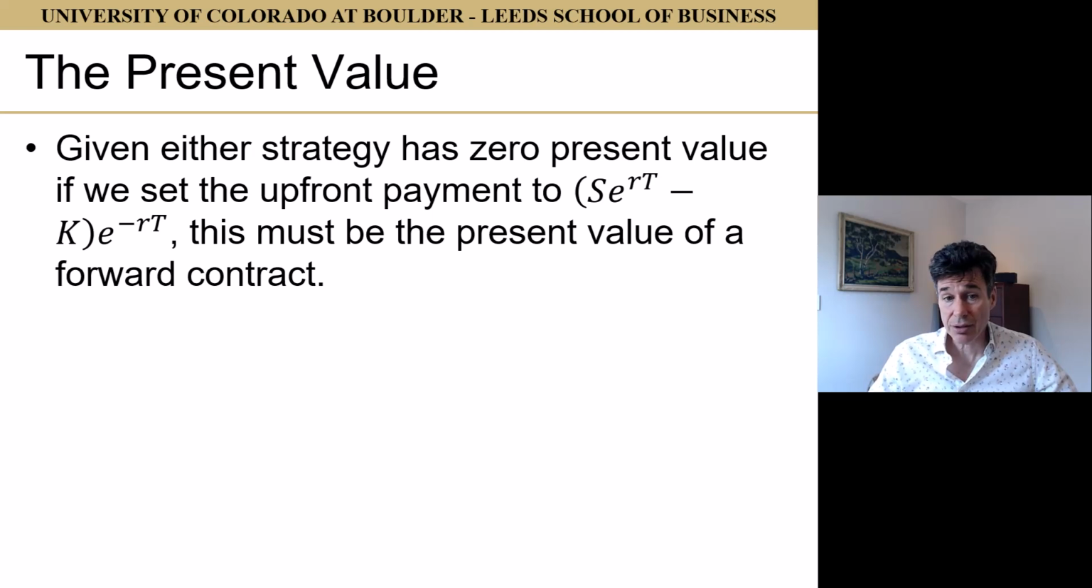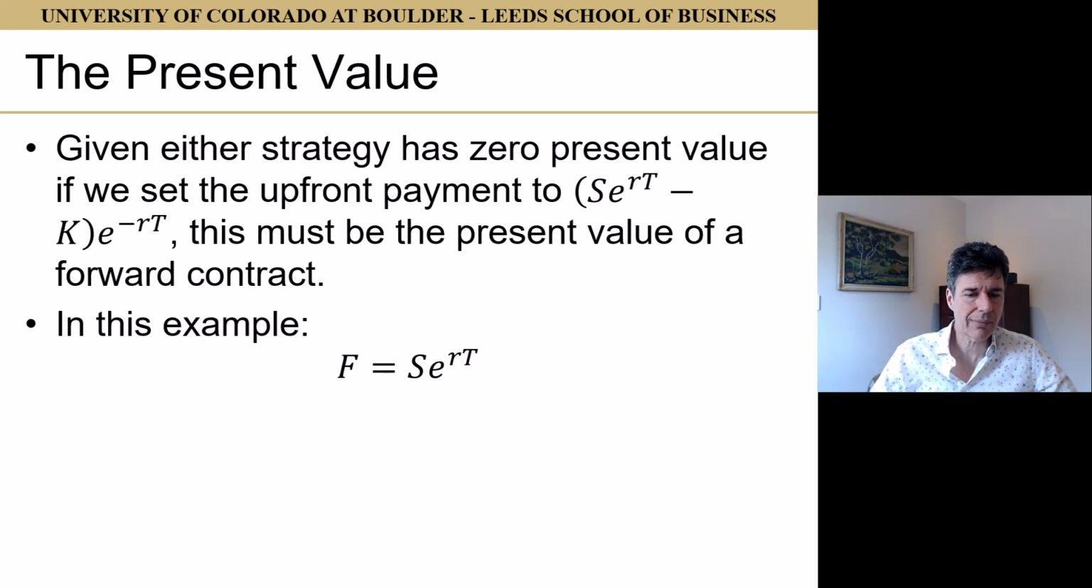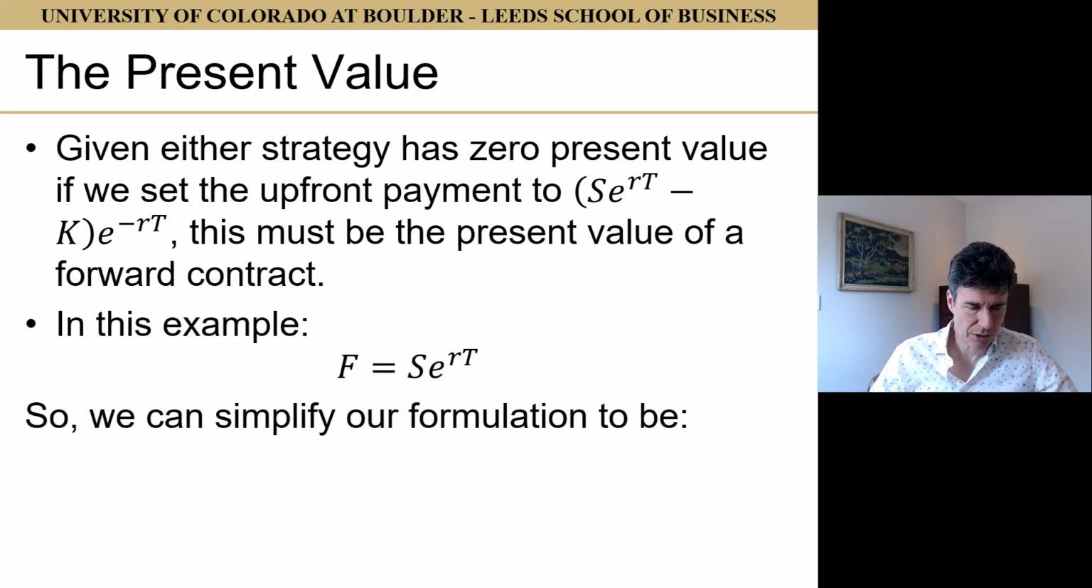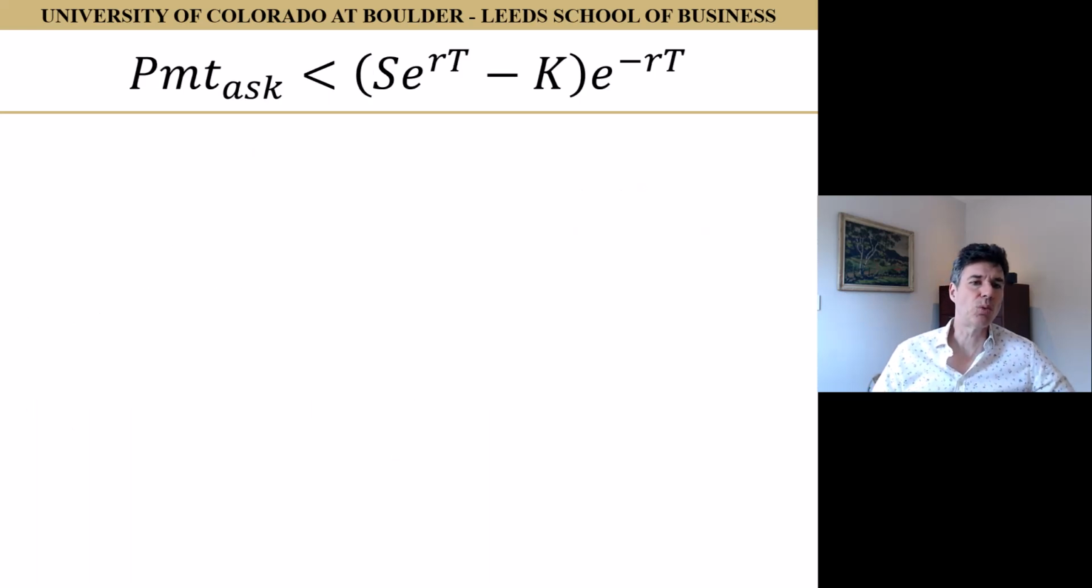Given that either strategy has 0 present value, if we set the upfront payment to be S e to the RT minus K, the quantity e to the minus RT, this must be the present value of the forward contract. Typically, and again, we can derive this in a slightly different way, but almost the same, we set up our formulation to be the present value of a forward contract is F minus K, e to the minus RT.